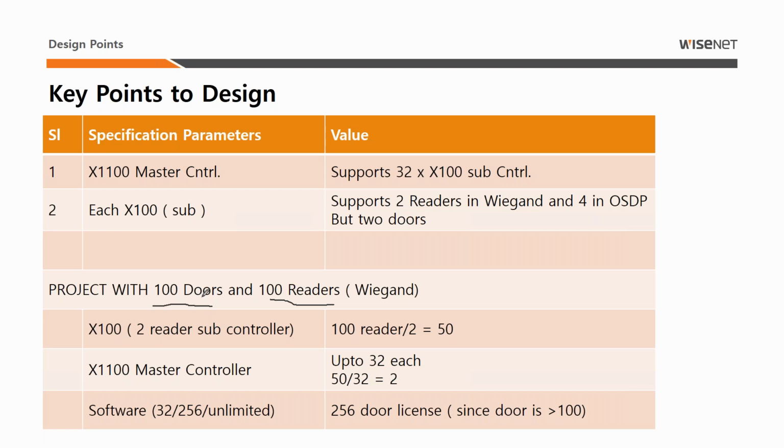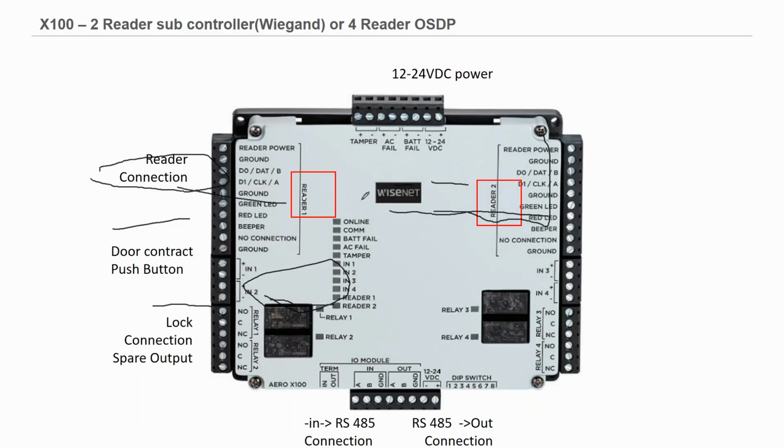So when you have 100 doors and 100 readers, first remember each master controller can handle up to 32 subcontrollers. Then each subcontroller can handle up to 2 readers. Only focus on Vegan for now. We will see the OSDP and that later on. So Vegan supports 2 readers. Let's say you have 100 readers. Why is it 2 readers? I believe you remember the picture: reader 1, reader 2.